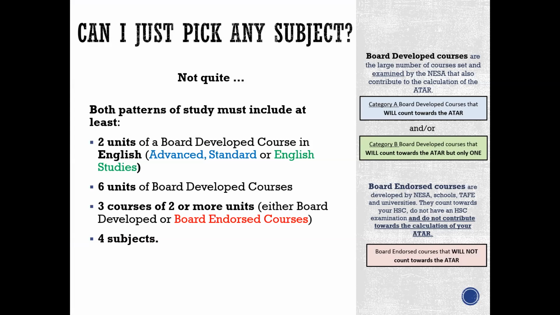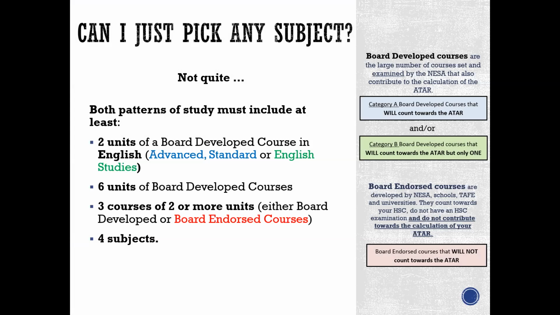The selection of 6 subjects in total unfortunately cannot be made of just anything. Students will need to meet the following requirements in order to qualify for the HSC credentials. NESA, who coordinate and oversee the HSC, have determined and classified subjects into separate categories: board-developed courses and board-endorsed courses. Board-developed courses are then further split into Category A subjects and Category B subjects.